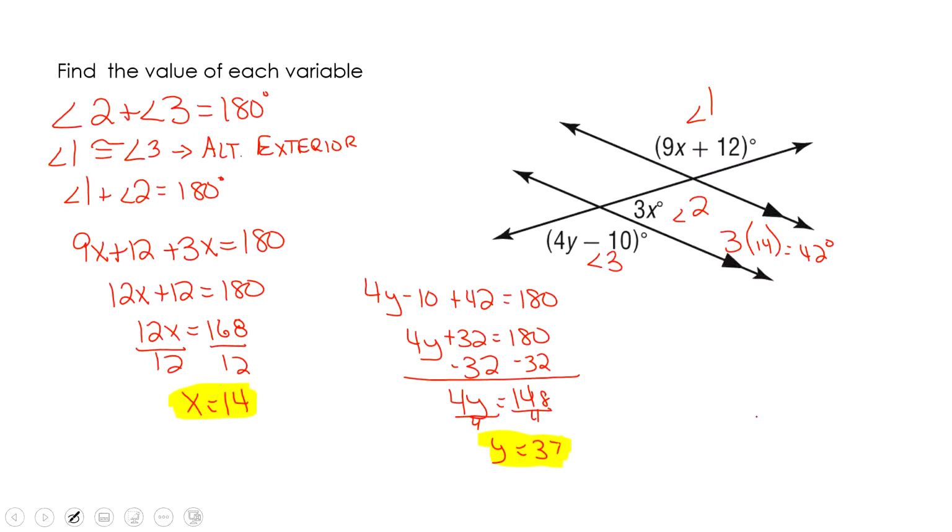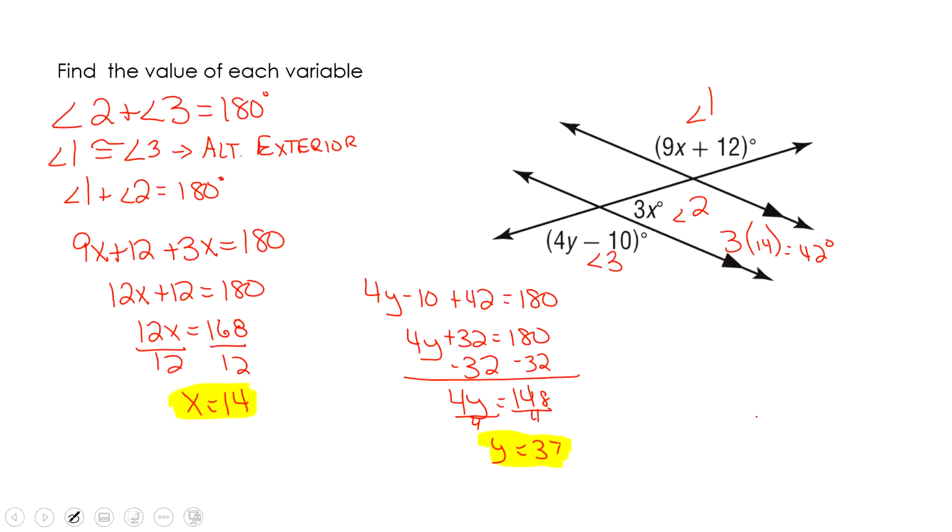That again allowed me to say that angle 1 and angle 2 are supplementary, because if 2 is supplementary to 3 and 3 is equal to 1, then 2 is supplementary to 1. Make sense? Because they're congruent, they have the same measurements. So if they add up to 180 with angle 2, then angle 1 is going to be the same because they're the same measurement. So I set those equal to each other.